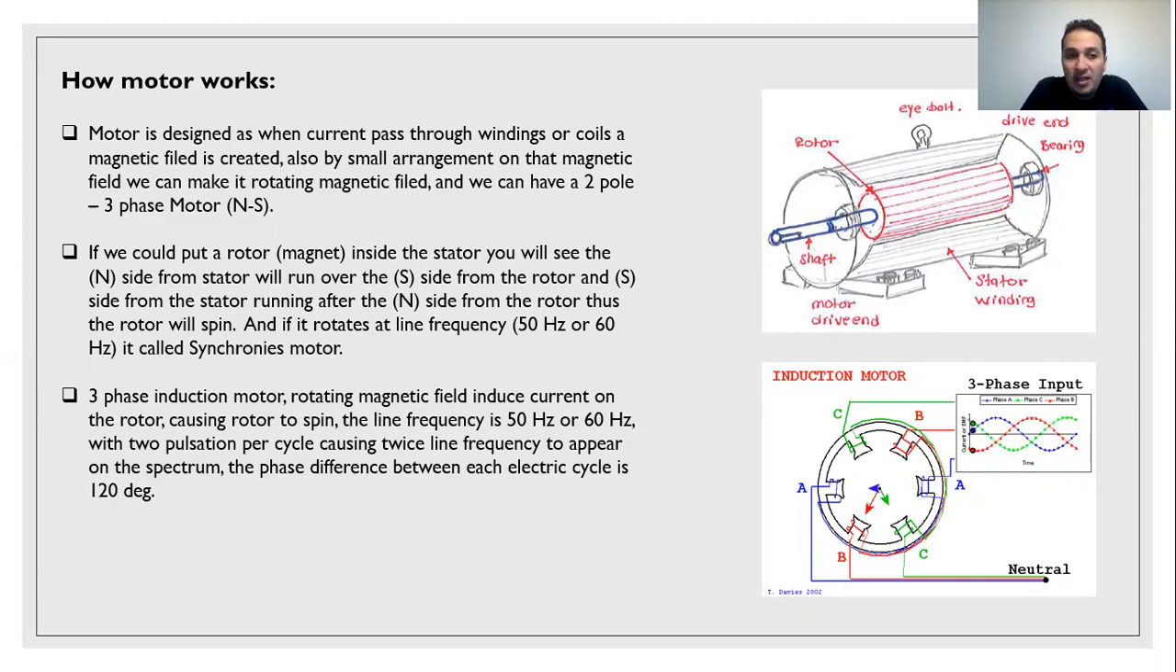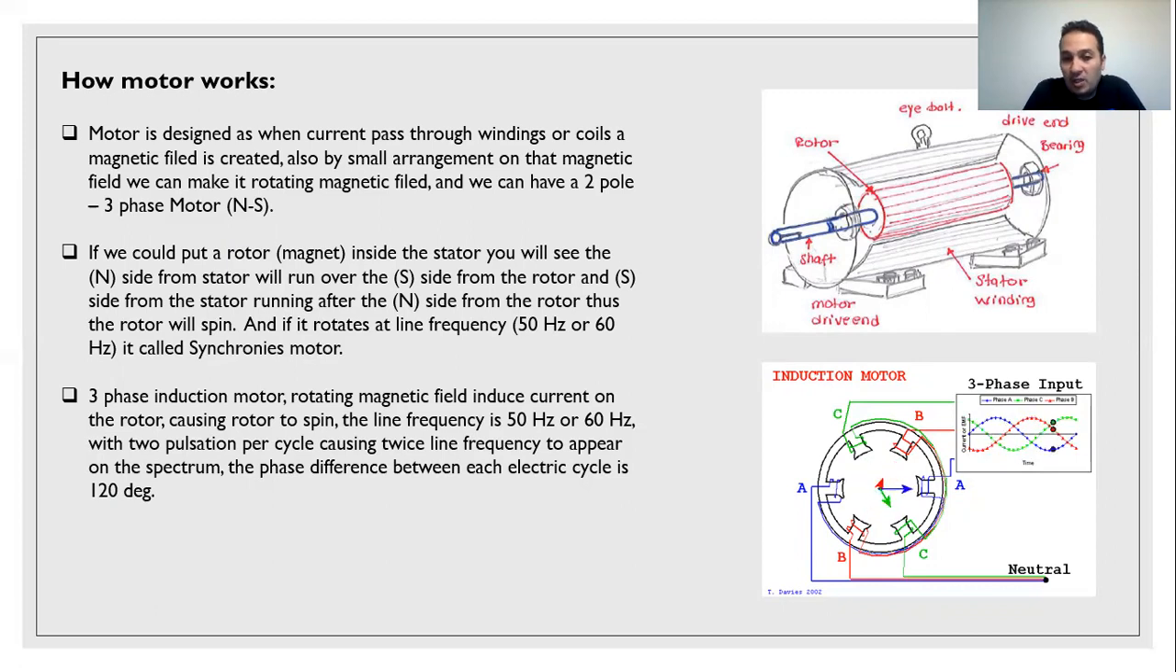stator, you will see that the north side from the stator will run over the south side from the rotor, and the south side from the stator will run after the north side from the rotor. That's why the motor will start to spin. And if it rotates at the line frequency, which is 50 or 60 hertz, we call it a synchronous motor. The other type, which is the three-phase induction motor, has a rotating magnetic field that induces current on the rotor. That's why we call it induction, because it induces this current on the rotor, causing the rotor to spin.